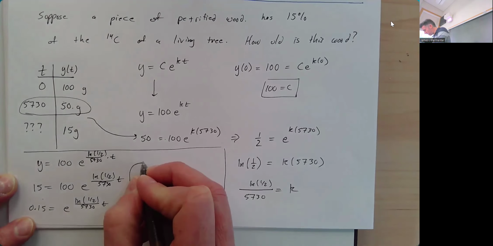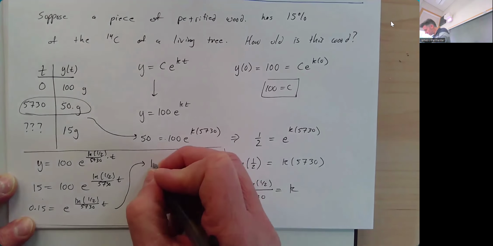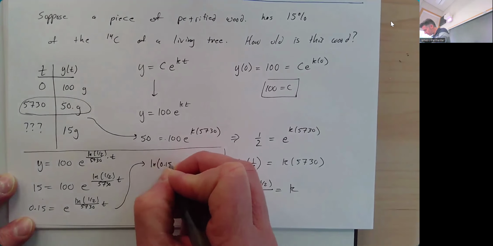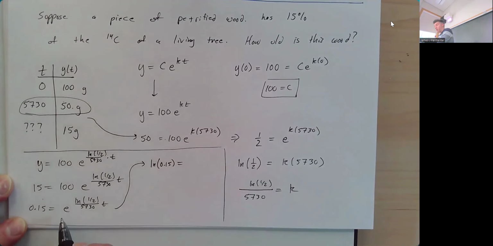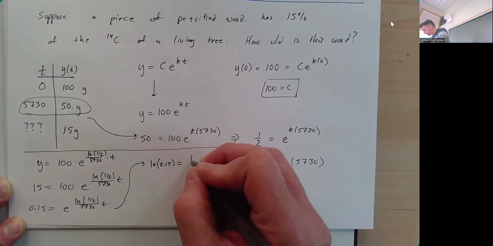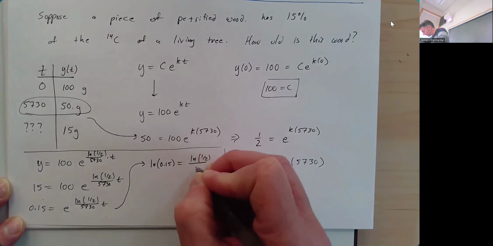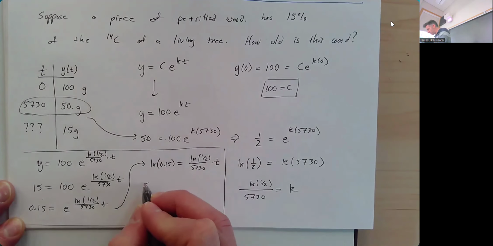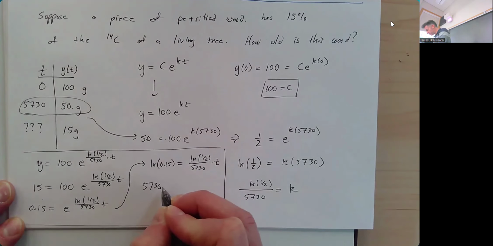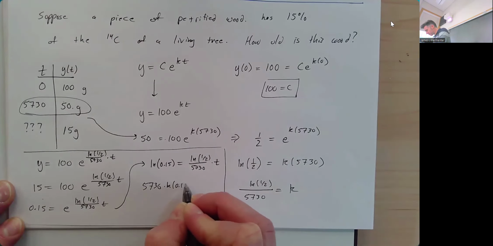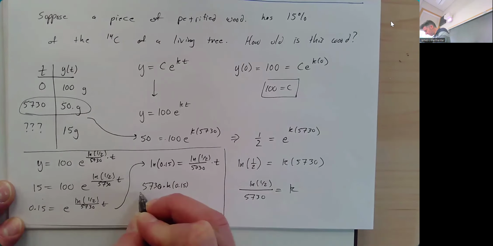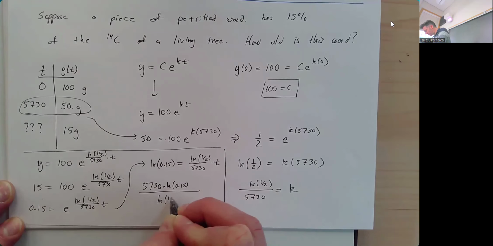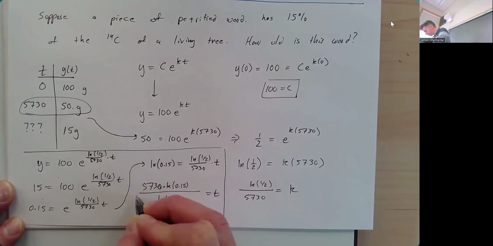Then we take the natural log of both sides, and get the natural log of 0.15 on the left. The natural log of e to the stuff is just the stuff. So we get the natural log of 1/2 over 5,730 times t. Finally, multiply both sides by 5,730 and divide by the natural log of 1/2. And that is your time.